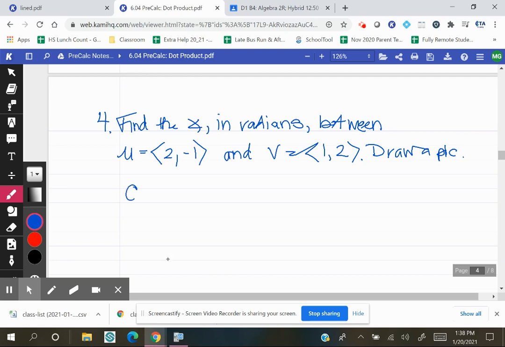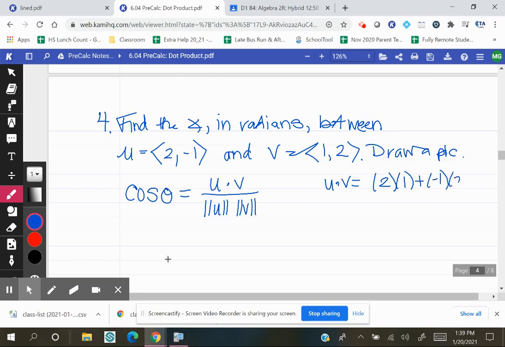All right, so first your formula should be cosine theta equals the dot product over the product of the magnitudes. So first, let's go ahead and find our dot product. So that we take 2 times 1 plus -1 times 2. And that gives us 2 minus 2, which is 0.